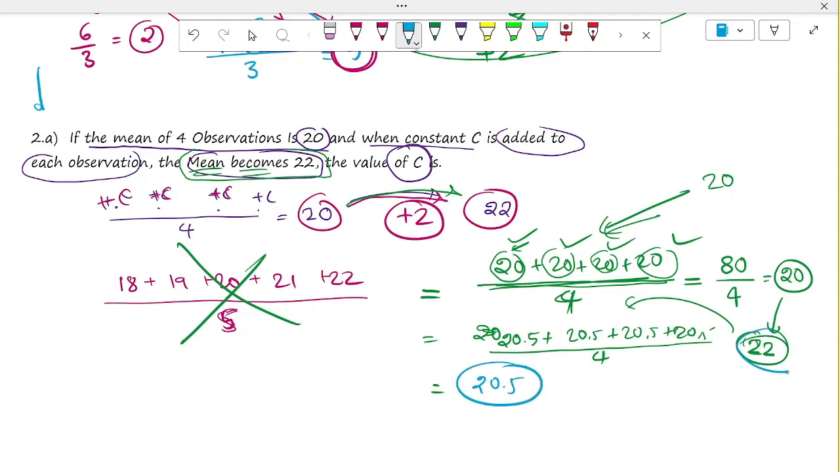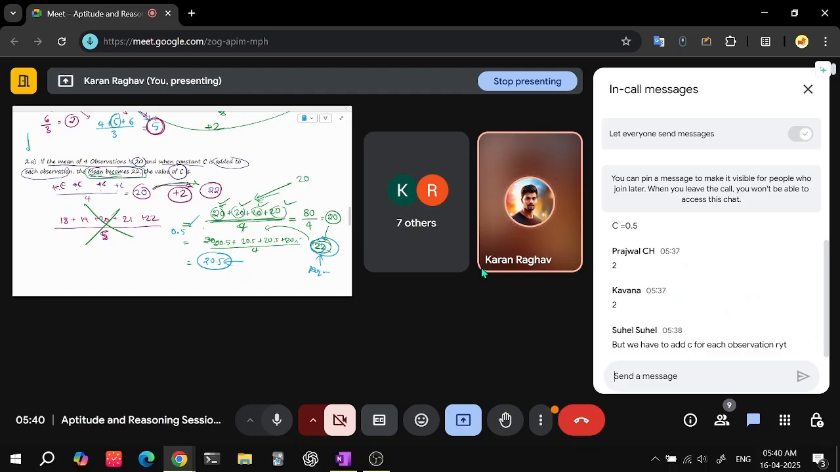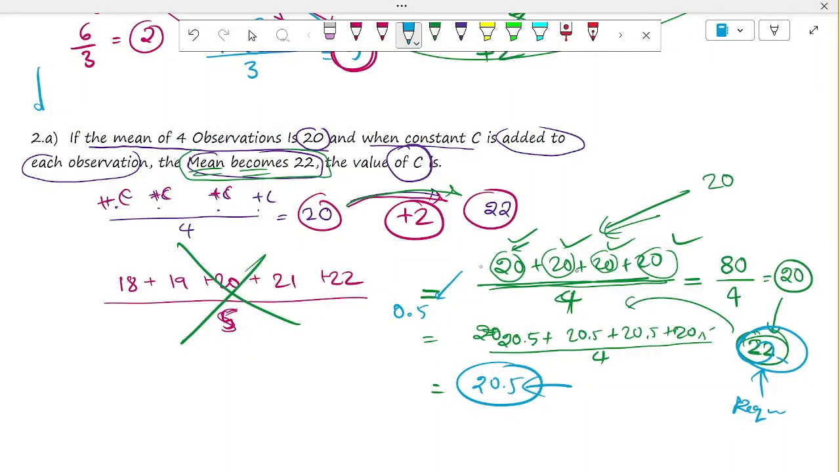But what was our required average? This is our required average. We want 22, but I am getting 20.5 because I have added 0.5 in each of the values. So I hope you got this one. How much you add in each of the values, the same thing will be incremented in the average also. So if you are adding plus 2 here in each of the values, it will become plus 2.